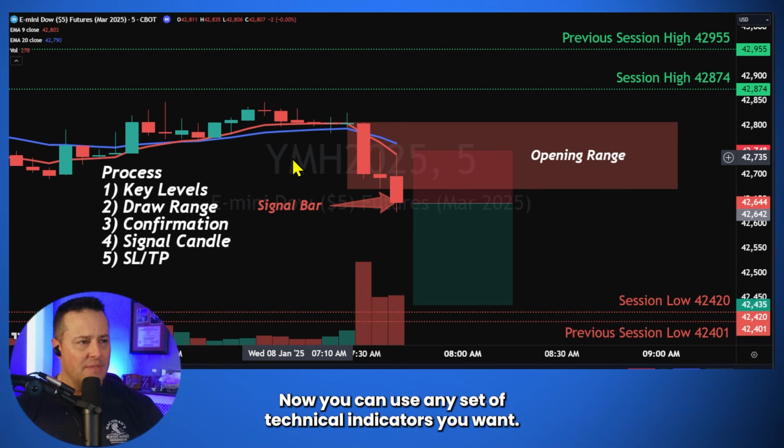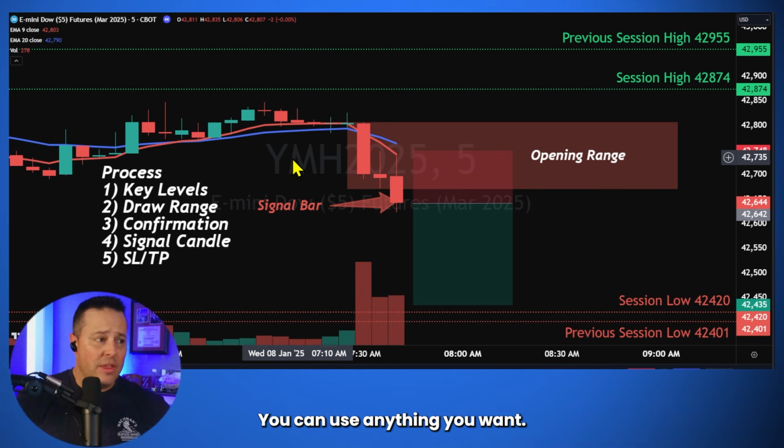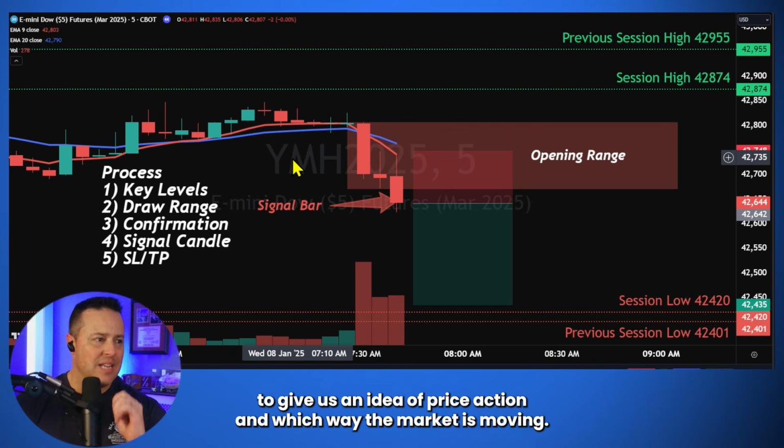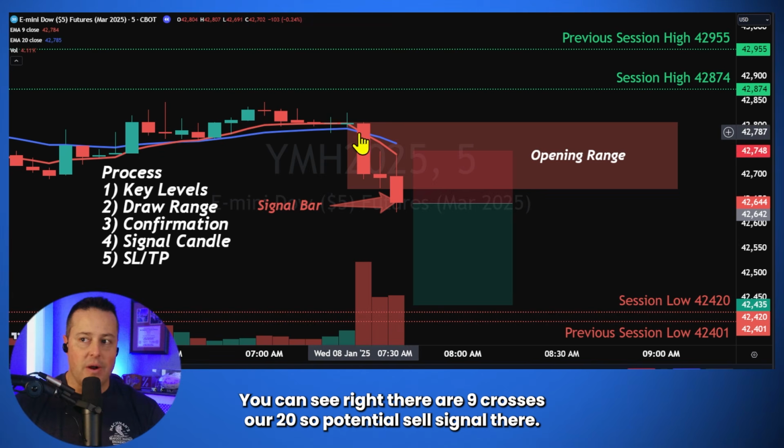Now, you can use any set of technical indicators you want. You can use anything you want. Smart money concepts, Fibonaccis, whatever. In this case, we're going to use a 9/20 crossover because that's going to give us an idea of price action and which way the market is moving. You can see right there our 9 crosses our 20, so potential sell signal there.